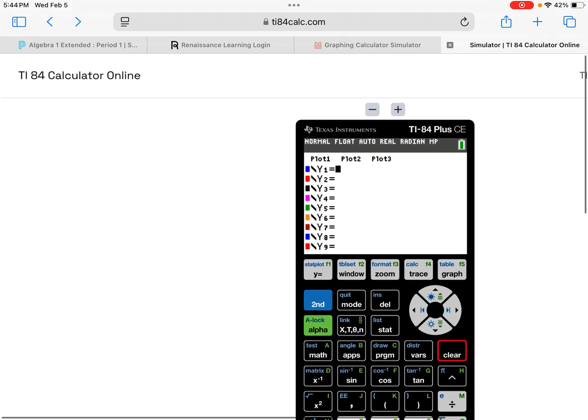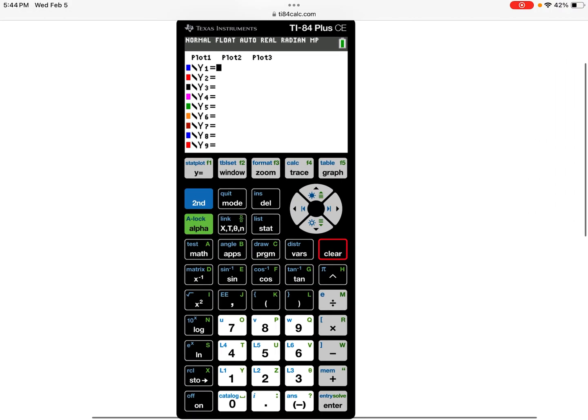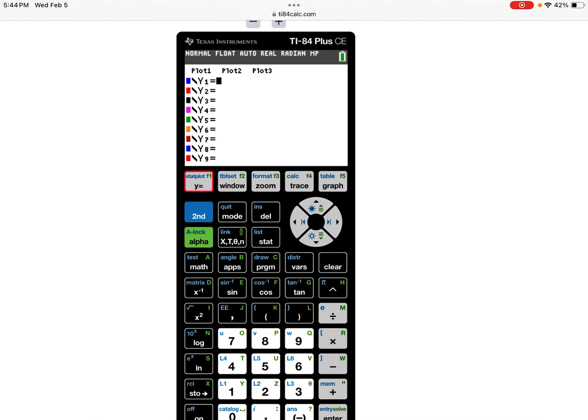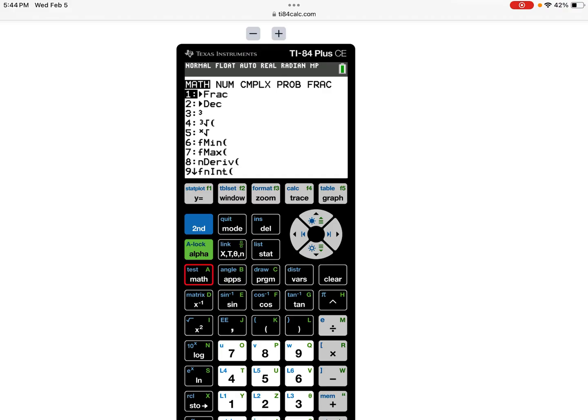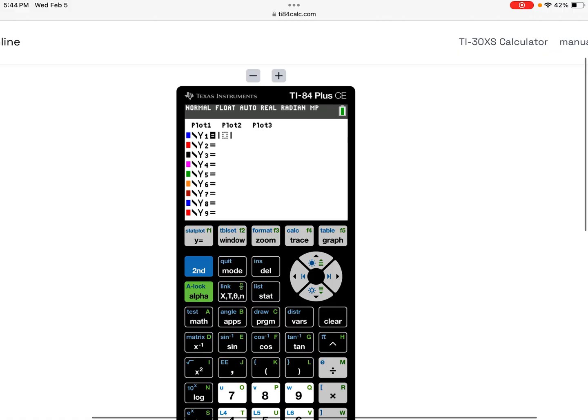Okay, let's try to get this in order here. So y equals, I'm already in y equals. So what I'm going to do now is I'm going to put in the absolute value. So what we do is we click on math, we move over to num, and we want to make sure that first one, ABS absolute, is what we're going to click on.